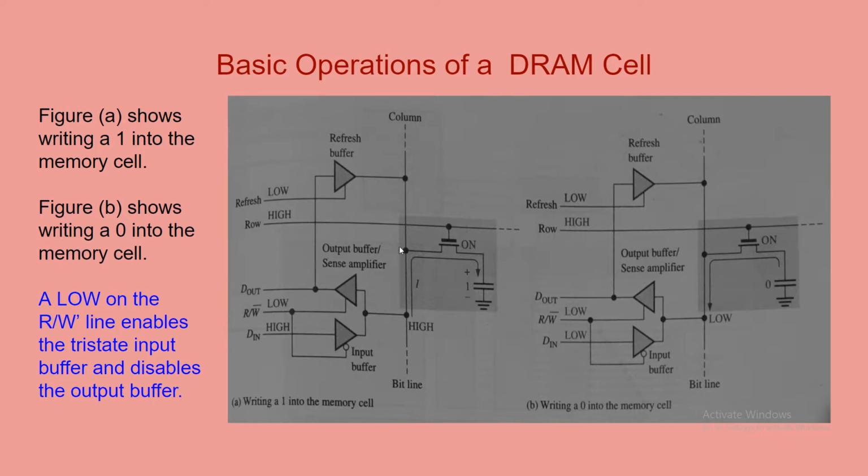And in order to enable this memory cell, this row line should be at high level. When the row line is high, this transistor is turned on. It works as a closed switch and connects the bit line to the capacitor. When this transistor is on, the bit line is connected to this capacitor.